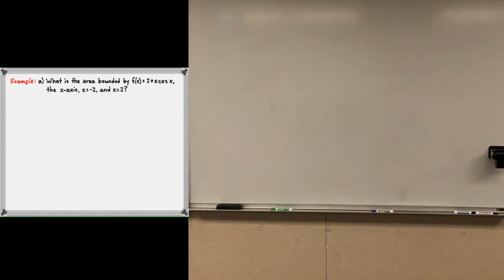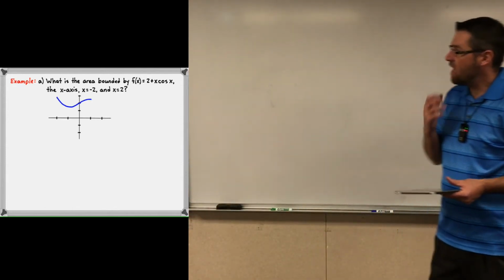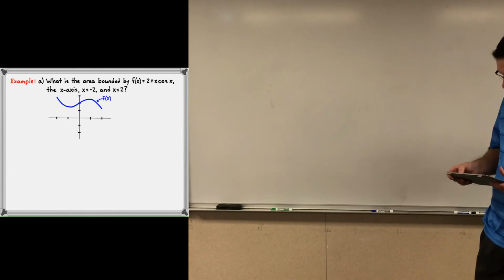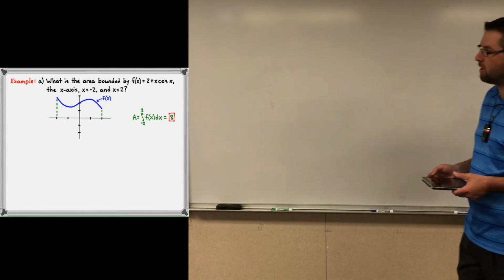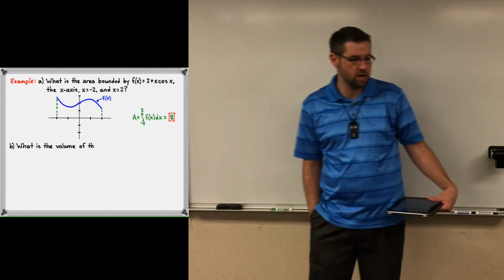Okay. What's the equation for the area? The integral from negative 2 to 2 of f of x, right? Okay. So we're looking for the area of that, and after you plug that in, you get 8. Okay. Now part B is the lesson. Part B is what we're talking about today.